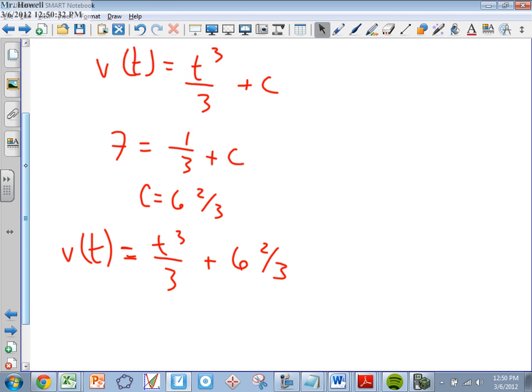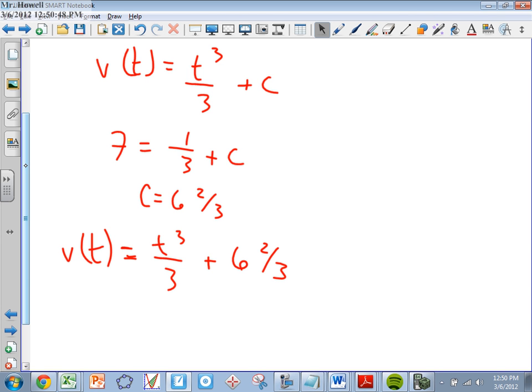If you have this kind of problem on the test, there's a good chance it's going to be a non-calculator problem, just so you know. Non-calculator. How come? The calculator's not going to help you here. The calculator doesn't solve for C.